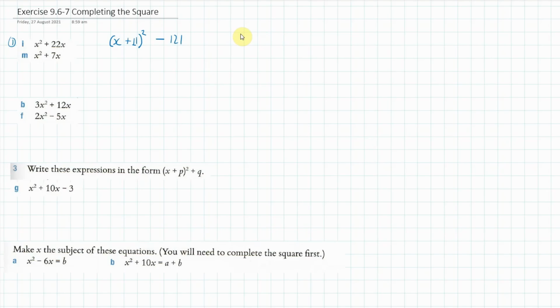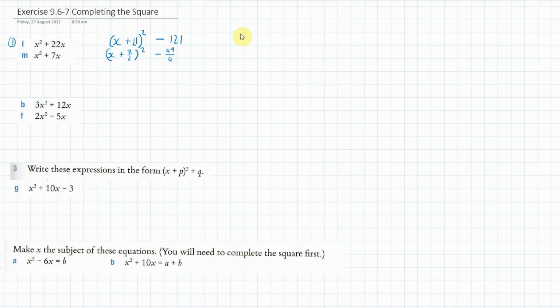Now sometimes it can get a bit harder. For example, this next one, we're going to have to halve 7. So I'm just going to go 7 over 2, which is 3.5 of course, and then I'm going to square that, and then I'm going to subtract 7 over 2 squared, which is 49 over 4, because 7 squared is 49 and 2 squared is 4. And I would leave that at that.